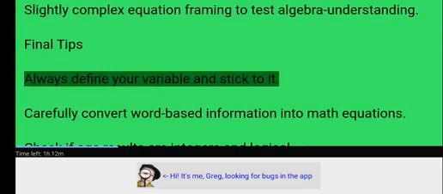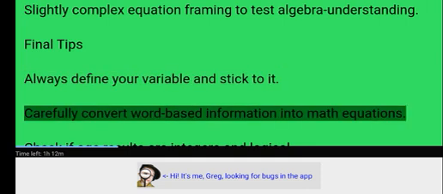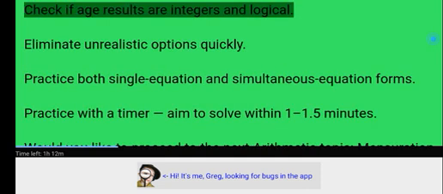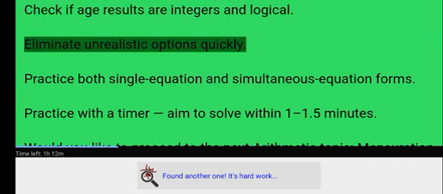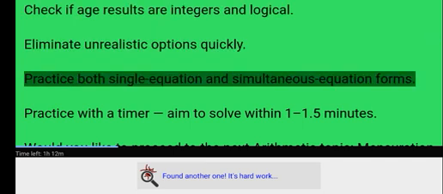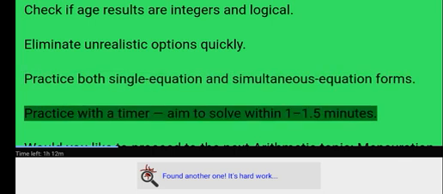Final tips. Always define your variable and stick to it. Carefully convert word-based information into math equations. Check if age results are integers and logical. Eliminate unrealistic options quickly. Practice both single equation and simultaneous equation forms. Practice with a timer, aiming to solve within 1 to 1.5 minutes.